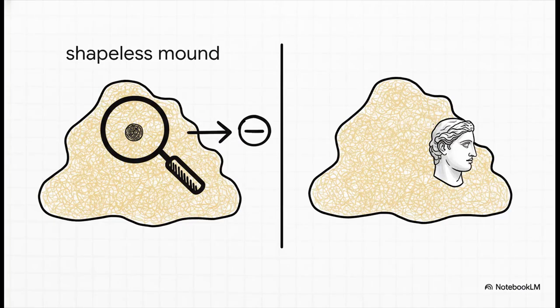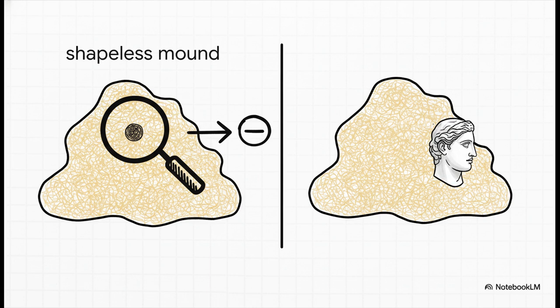Let's go back to our sculptor and that mound of sand. Now, their job is to look at that messy pile and figure out, okay, what was the last grain of sand that landed here? If they can predict that, they can remove it. And if they can do that over and over and over again, they can eventually uncover the original statue.